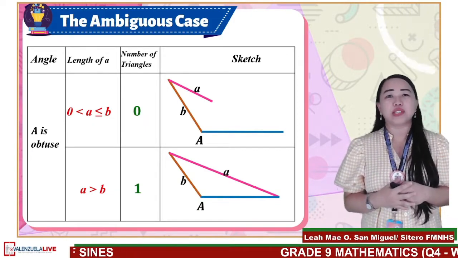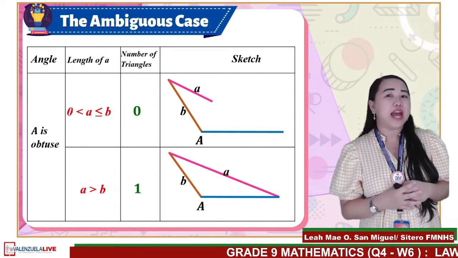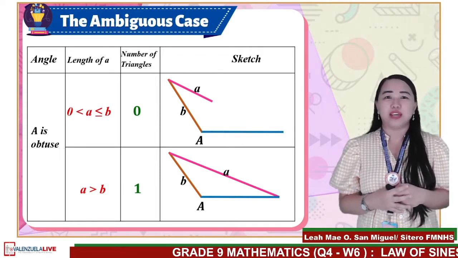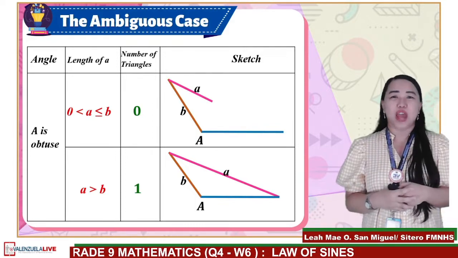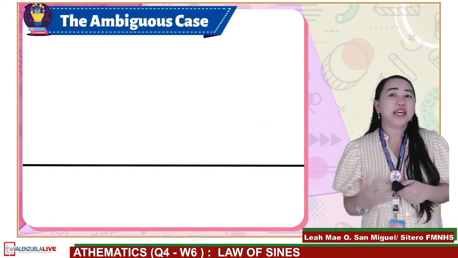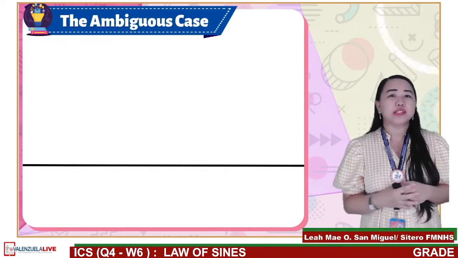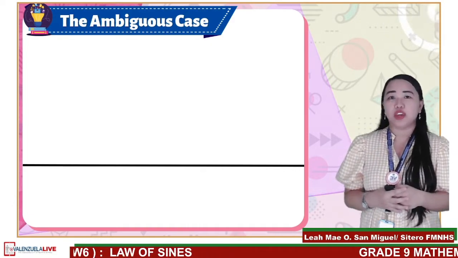find the number of existing triangles if the given angle is obtuse angle. You can only have none or one existing triangle. We can identify number of triangles even if there is no sketch given.